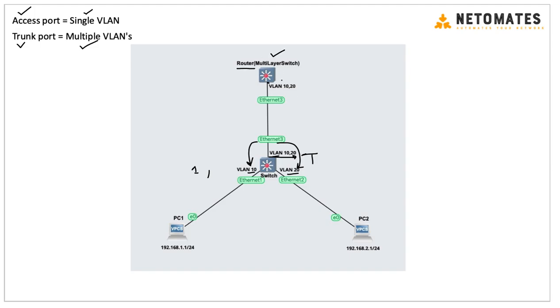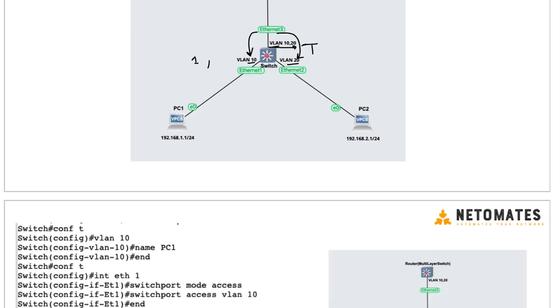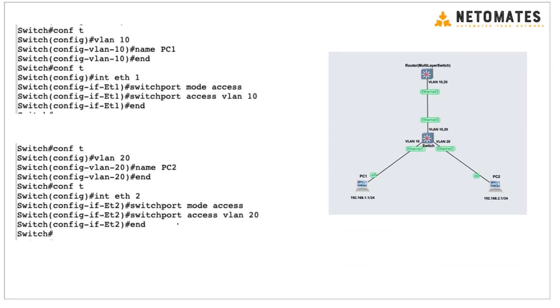So in our lab, we have the multi-layer switch. Multi-layer switch means it can act as a switch, and it can also act as a router. So it can do IP routing and it can do switching as well. We are doing the same configuration on the other side. Okay, so let's see how we can do this configuration.